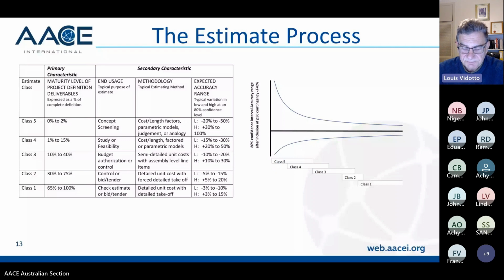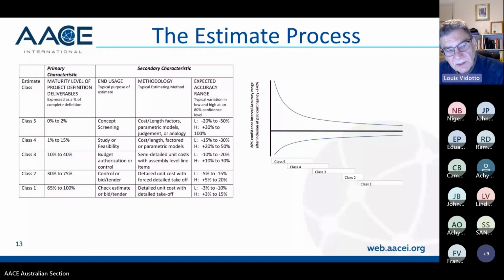This diagram here, the influence curve, really when you start off in a class 5, you've got a high range of accuracy, and as you progress through the classes, you start to narrow down on the contingency that you need, and certainly the accuracy range for estimates. There's been a lot of studies done about what those numbers look like in reality, and a lot of it's reflected in the estimating process.